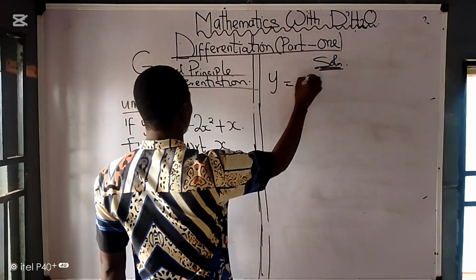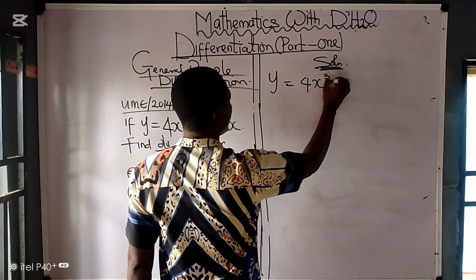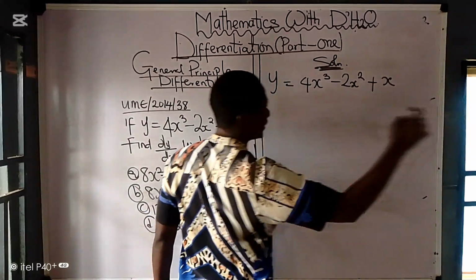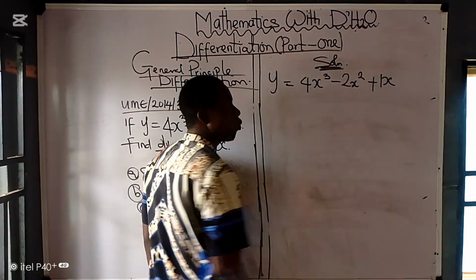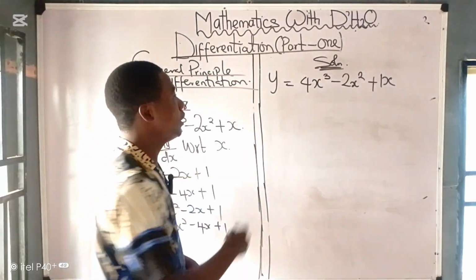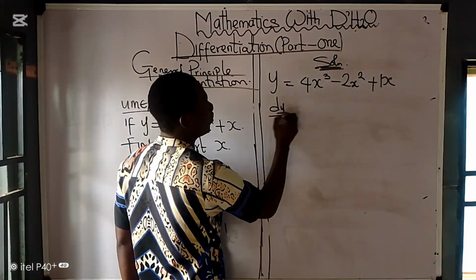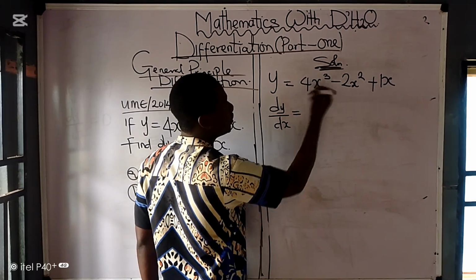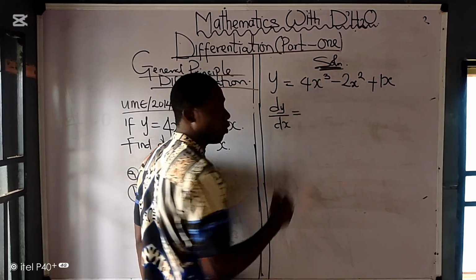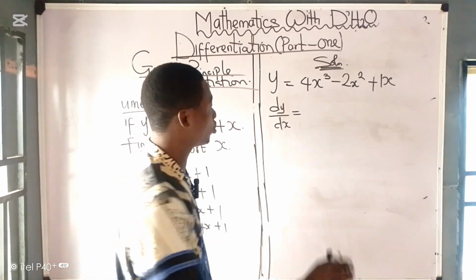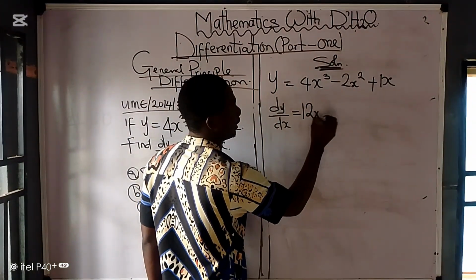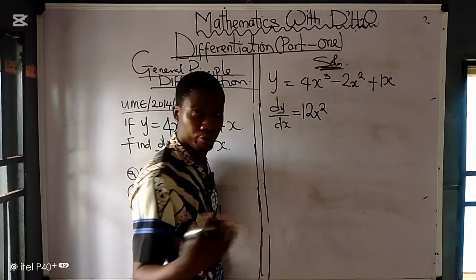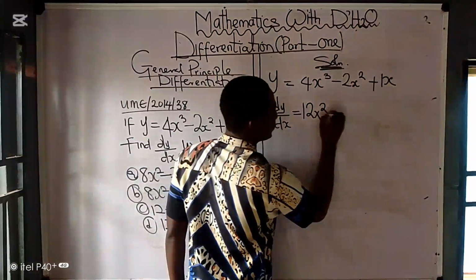y equals 4x cubed minus 2x squared plus x. Don't forget, this x is the same thing as 1x. So we'll do one now. dy over dx is equal to, for this one, you use the 3 times and you remove 1. So 3 times 4 will give us what? 12. So you have 12x. Then you remove 1 from the power. If you remove 1 from 3, it becomes what? 2. Very easy. Now you have minus.